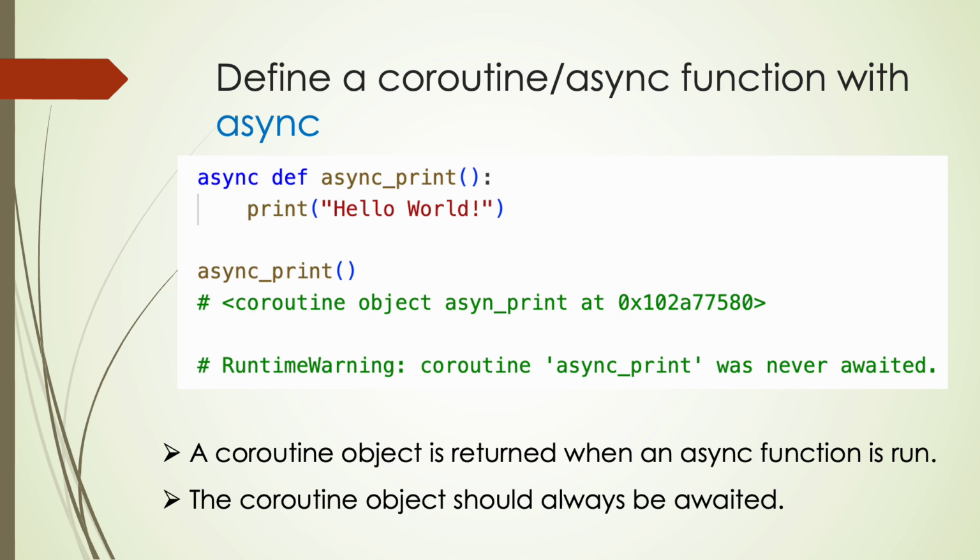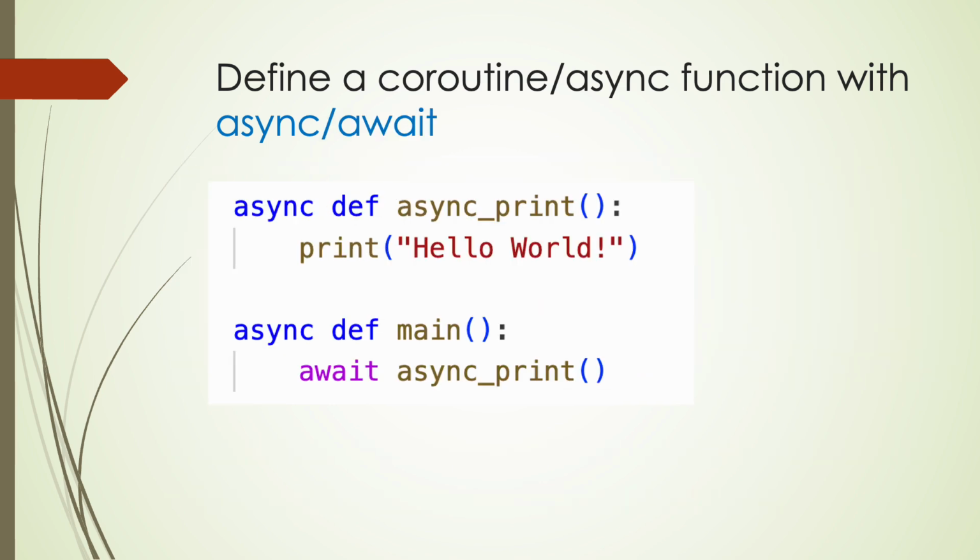The coroutine object should always be awaited for the code to run properly. So let's await the coroutine. Note that a coroutine can only be awaited in an async function, which means the await keyword must be used together with the async keyword. It's a common practice to create an entry point main function where the coroutines will be awaited. However, where should the main function be awaited? It seems we enter an infinite loop here.